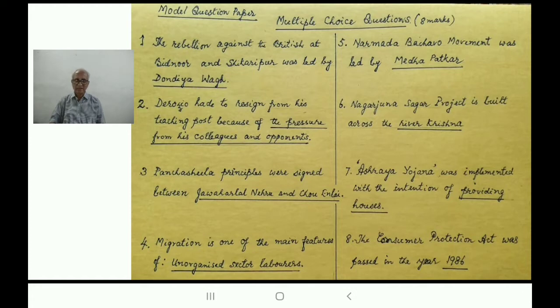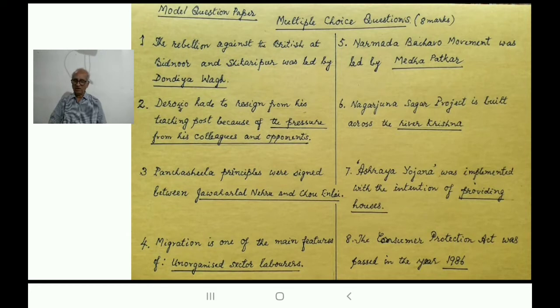The first question: the rebellion against the British at Bidanur and Shikaripur in 1800 is A. Hyder Ali, B. Dundiyawad, C. Chennamma, and D. Sangolli Rayana. You know the answer is Dundiyawad. Only the right answer has been given there, but when you write in the exam, it should be first question, sub question number 1, then you have to write the serial alphabet of the right option, that is B, capital B. In front of that it will be Dundiyawad.